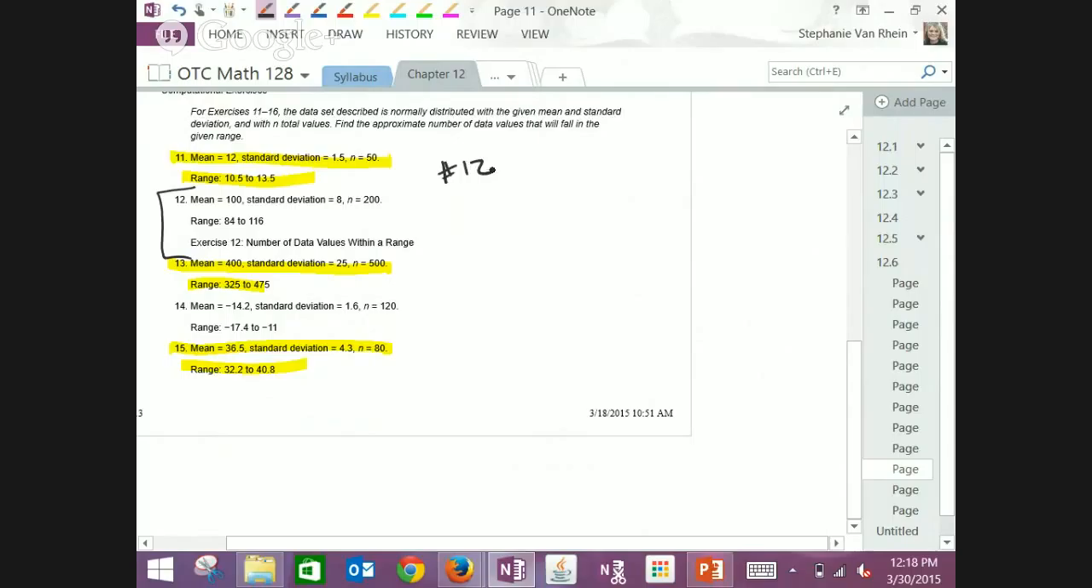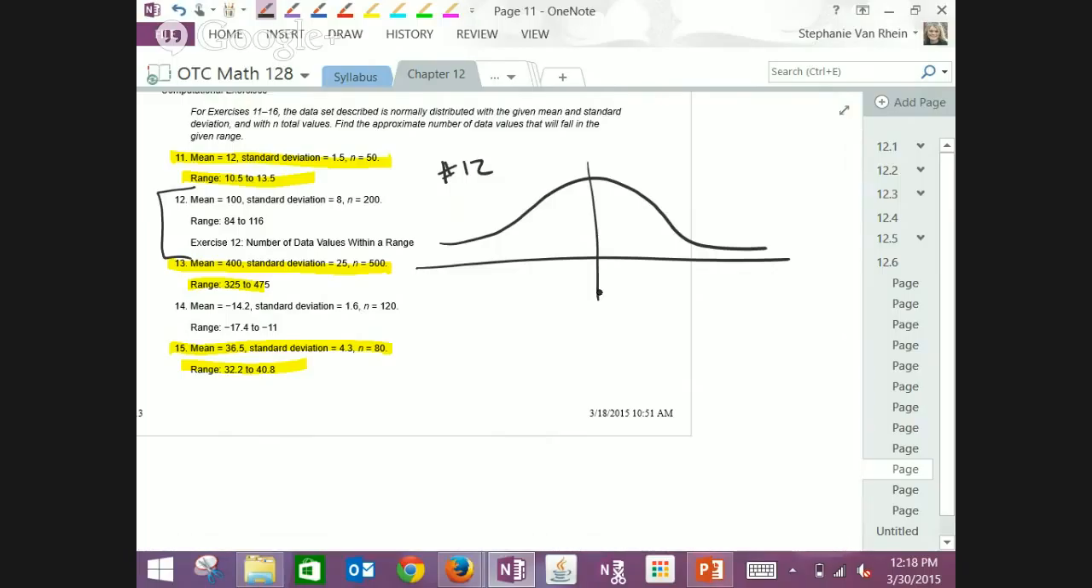We want to know the approximate number of data values that will fall within a given range. So if I draw this picture here, I can do one of two things. I can normalize it and find the corresponding z-scores and look at the table, or I can say maybe if it falls in 1 standard deviation, 2 standard deviations, or 3 standard deviations, I can use the empirical rule. If it falls within 1 standard deviation, I know 68% of the data falls in that range. If it's 2 standard deviations, 95% of the data, and if it's exactly 3, 99.7% of the data.